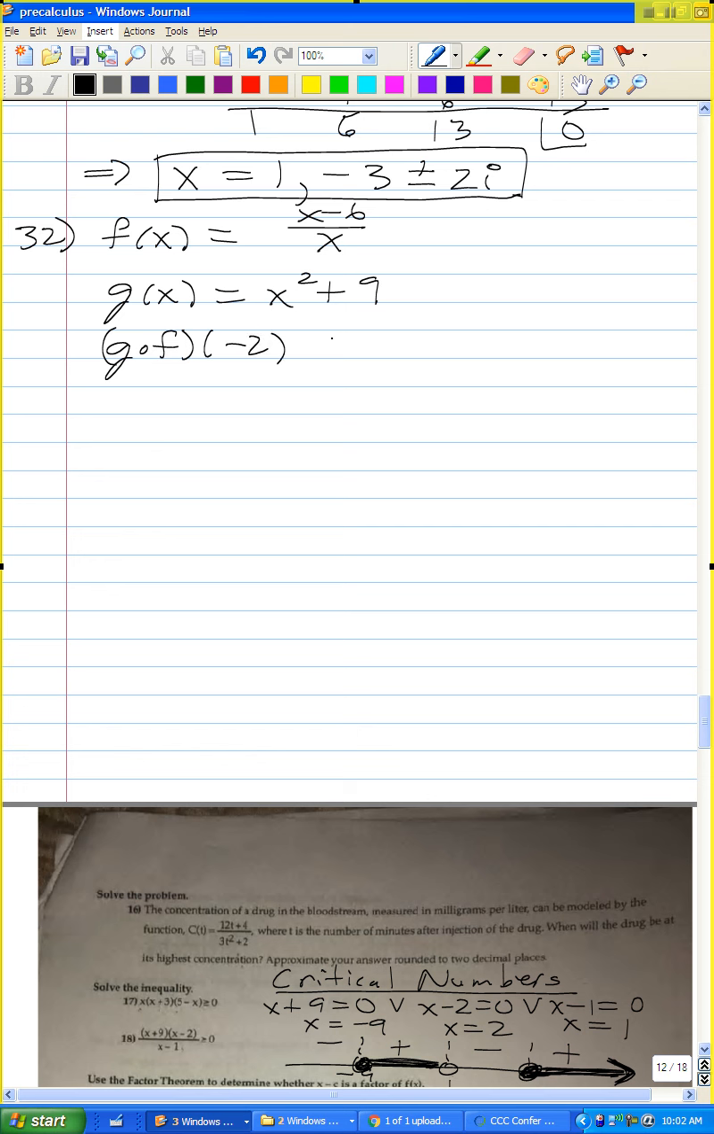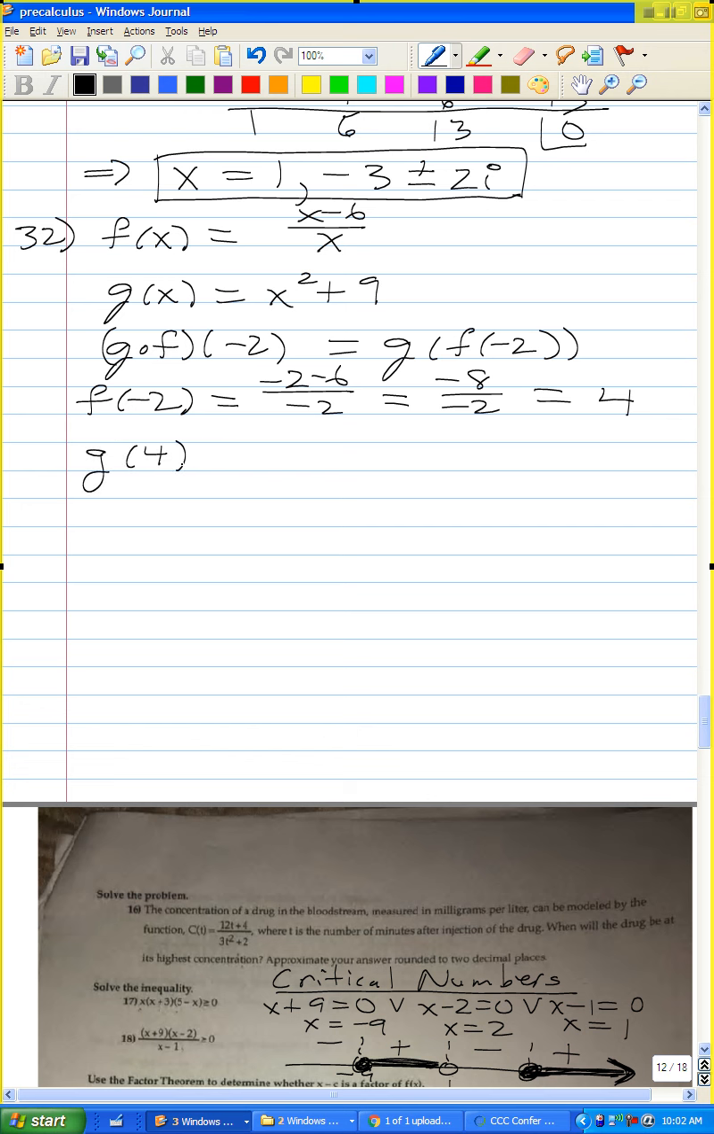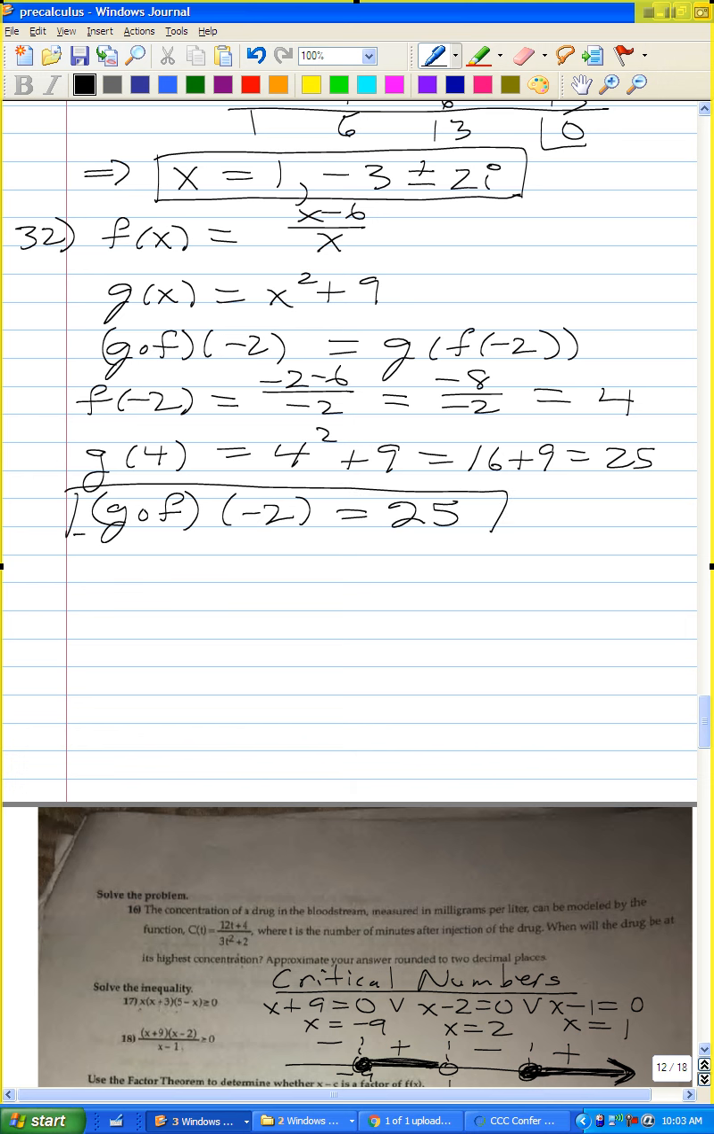So first, compute f at negative 2. I'm going to replace x here by negative 2. So you get negative 8 over negative 2, which is positive 4. Now I'm going to plug that into g. So you get 4 squared plus 9, which is 25. So g composed with f at negative 2 is 25. Any questions about that?